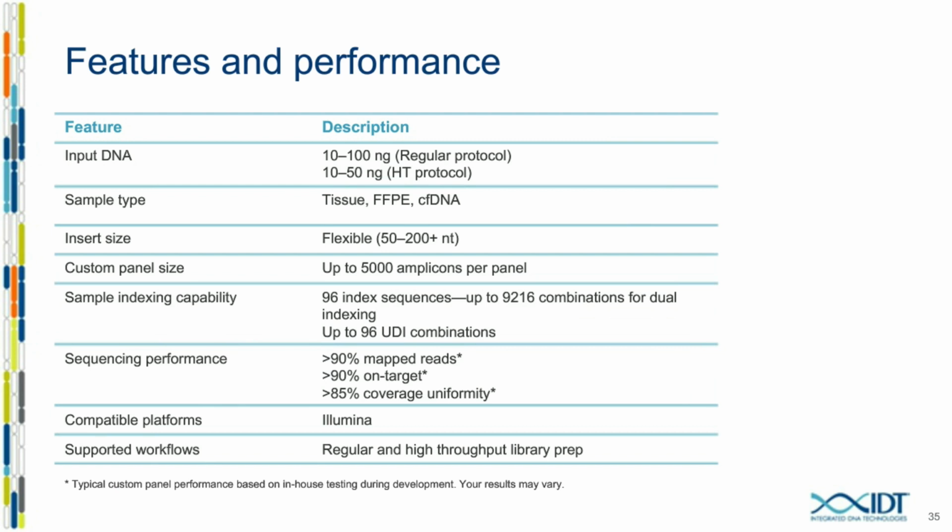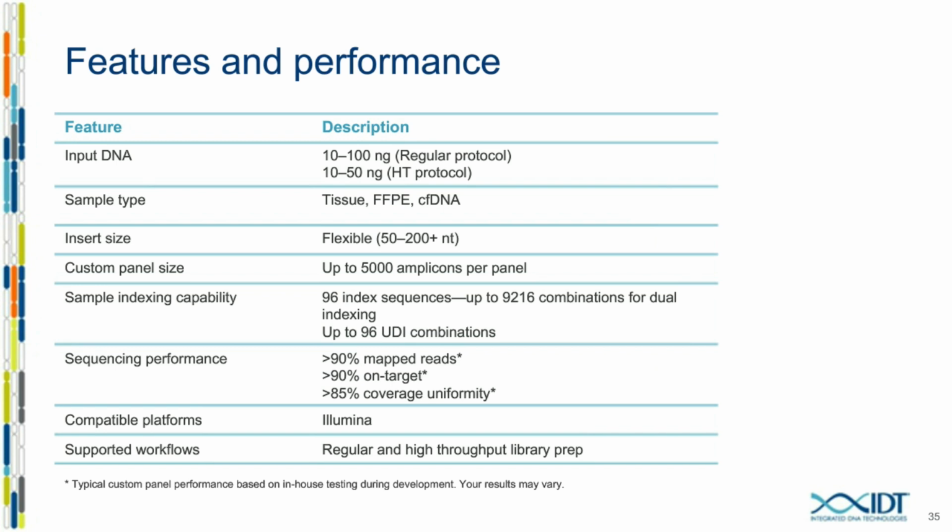So I just want to finish by summarizing some of the key features and benefits of rhAmpSeq. We have two protocols, as I've mentioned: our regular and our high throughput protocol. The input range will depend on which protocol you choose, but generally from 10 to 100 nanograms. You can go lower, but this is the recommended input amount. At IDT, we've tested this on various sample types, from tissue, FFPE, and cell-free DNA.